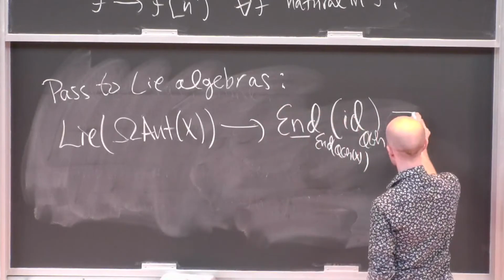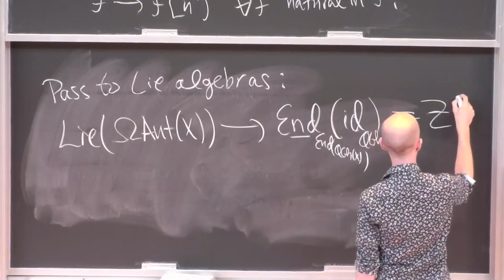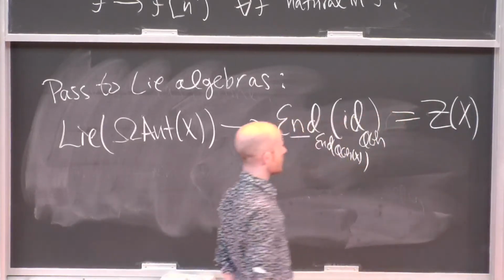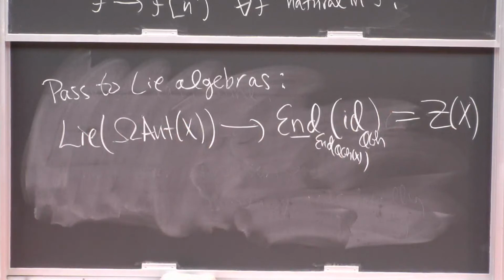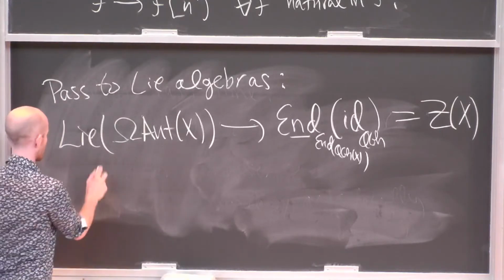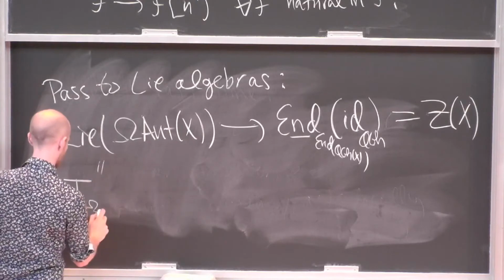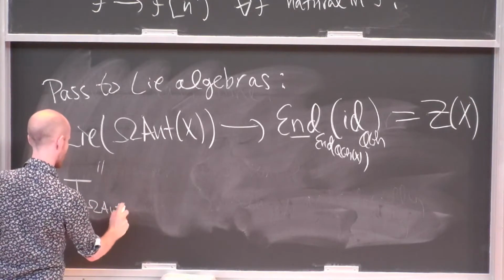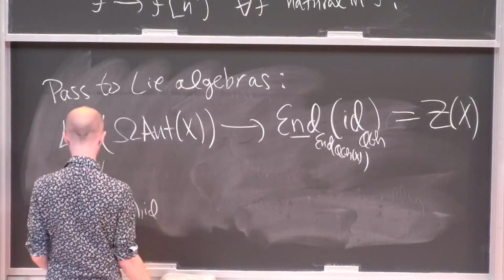And the upshot is, let's identify the two sides. First of all, this is, by definition, the center of X, the Hochschild cohomology for X. And now what's this Lie algebra? In this formalism, I'm thinking everything is DG, so this Lie algebra is a DG Lie algebra. And it's the tangent complex to my group at a point. So this is the tangent complex to omega of Aut X at its identity.